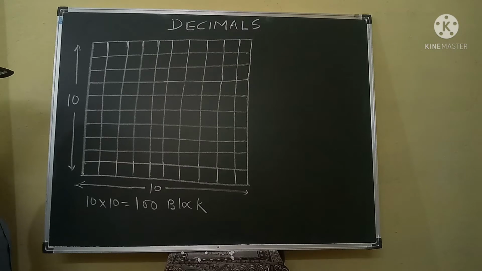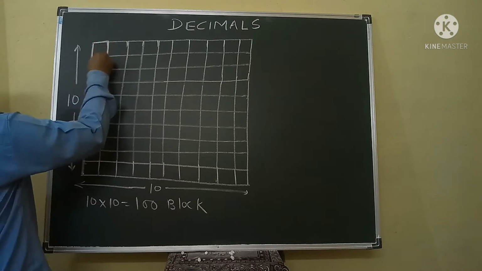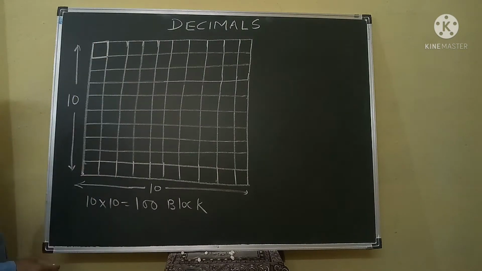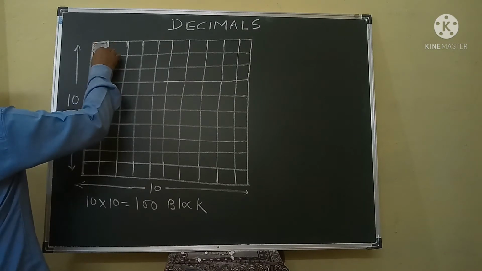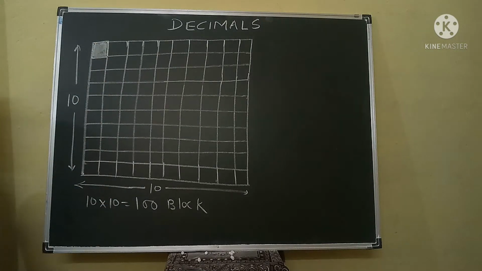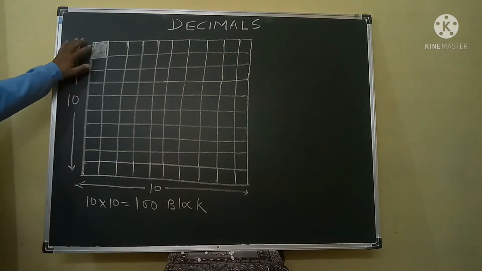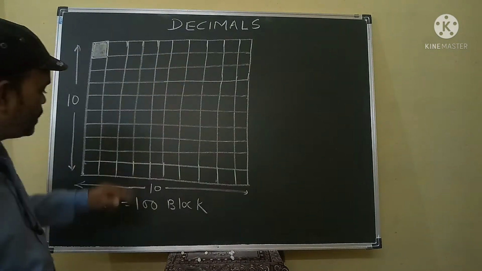Now suppose you want to get the value of only one part. Suppose this is the first small box. And I have one question: what is the value of this small block? The total number of blocks is 100.